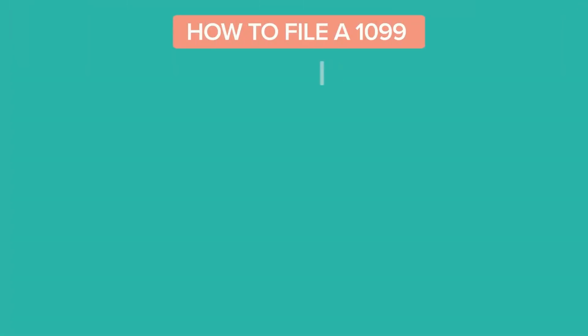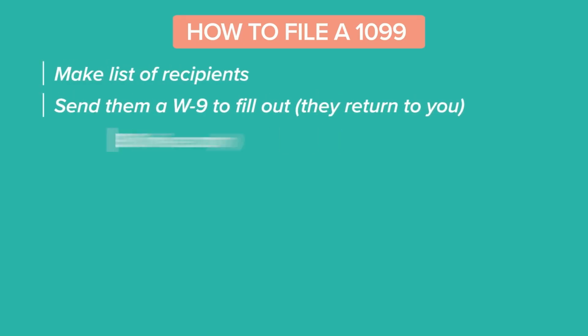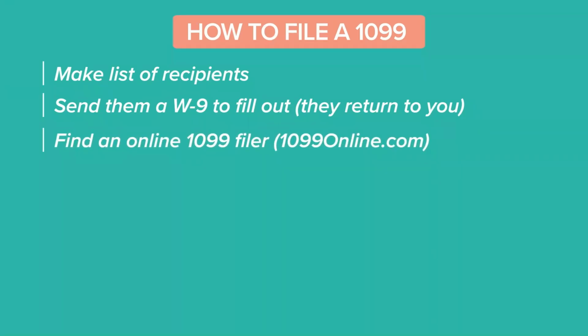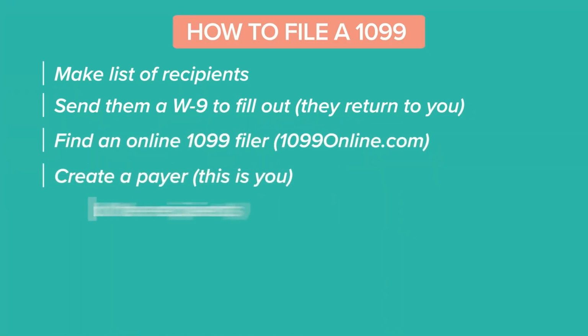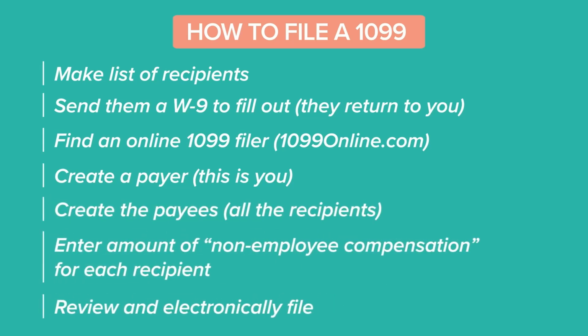If you have to file 1099s, don't stress out. They're pretty easy to DIY. I suggest first gathering a list of names and a W-9 from each person. Then find an online filer like 1099online.com where you'll enter the payer, payee, and total amount paid. Then you'll just review your work and electronically file. It's really as easy as that.